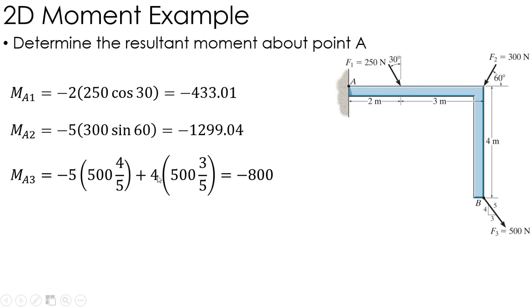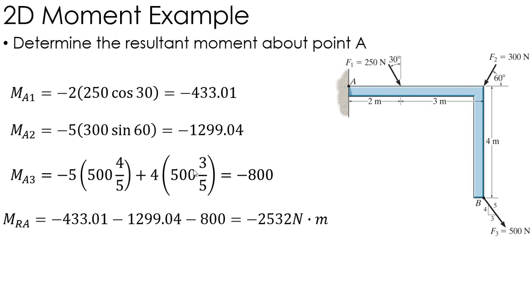So summing up each of those components, I get negative 800 about point A for that 500 Newton force, force 3. So the resultant is just the sum of each of those. So negative 433 minus 1299 minus 800 gives me a total moment of these three forces about point A to be negative 2532 Newton meters.